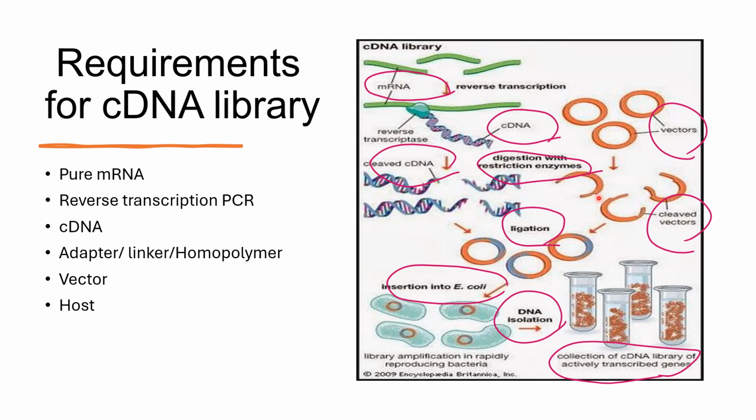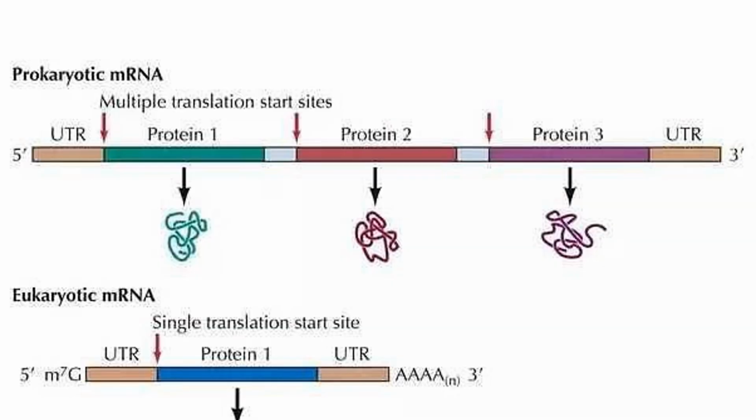The vector is digested with the restriction enzyme. cDNA is ligated to the digested vector to get recombinant DNA, and the recombinant DNA is propagated in the chosen host, either a bacteria or a bacteriophage. Then it is stored under the required conditions for further use. For cDNA synthesis, the primary requirement is pure mRNA. mRNA in eukaryotes and prokaryotes have some differences.